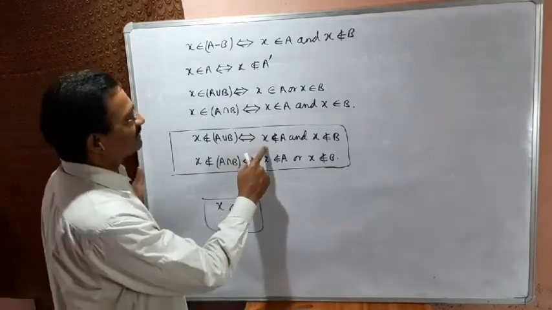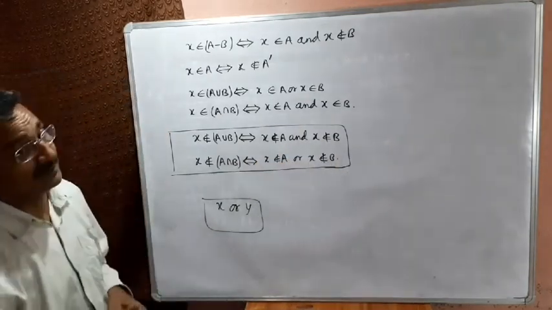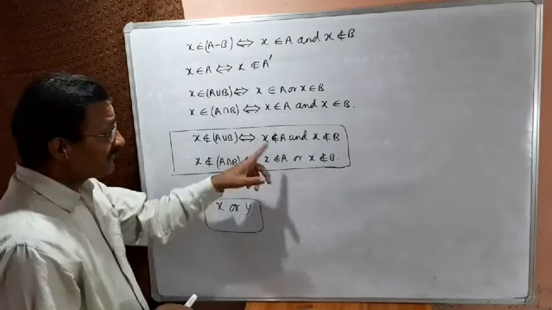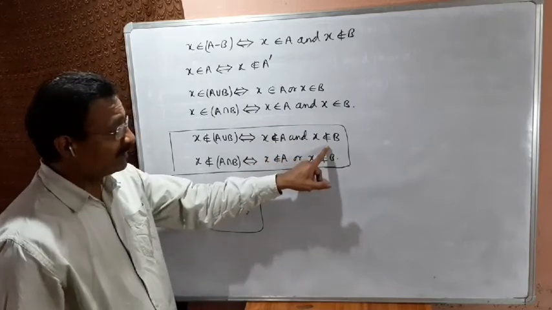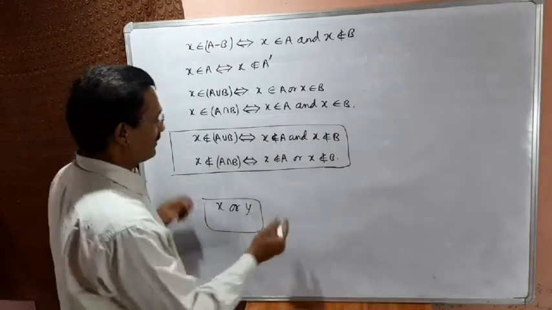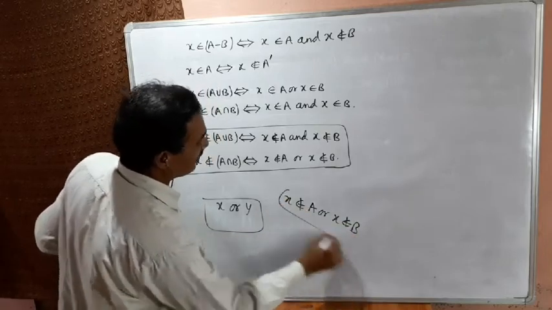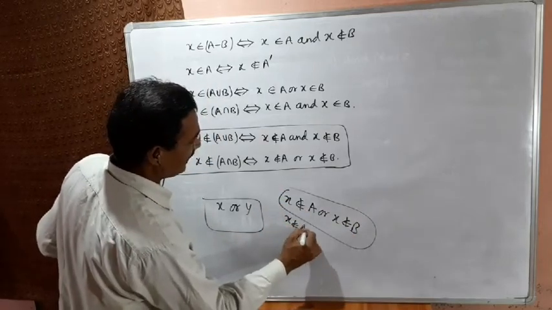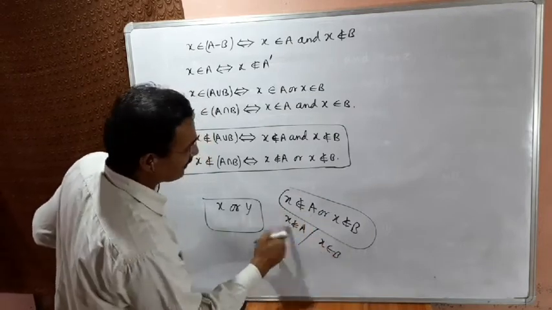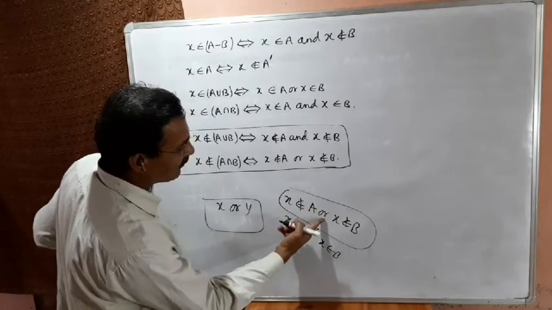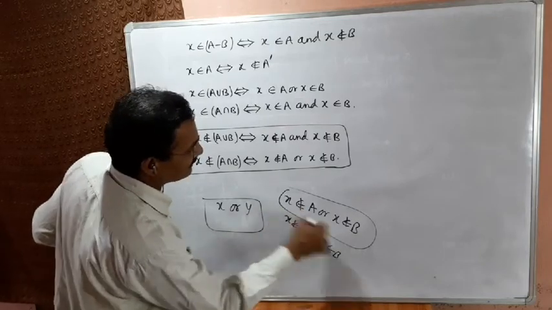Means x lies neither in A nor in B. Both should happen. If any one happens, it means x does not belong to A or x does not belong to B, so this will be wrong. Understand? If x does not belong to A or x does not belong to B, it means when it happens, x does not belong to A and x belongs to B. If this happens, then this statement is happening because x does not belong to A is correct. Therefore, one side of or is correct. Therefore, whatever be the right side, if this happens, then this happens.